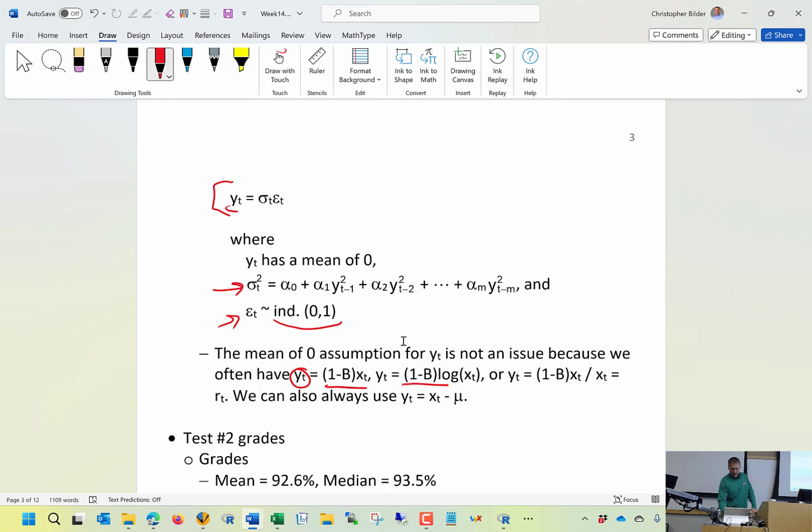It could be, let's say, 1 minus b times the log of x of t. Or it could be 1 minus b times x of t divided by x of t, where we have essentially like a rate of return. That was discussed in the notes. Okay, so that was a brief introduction to ARCH models. We have 2 other sections of notes that talk about these ARCH models further, so don't worry if some of that's not quite clear yet. We have more notes on it. Are there any questions regarding the corresponding material here for today?